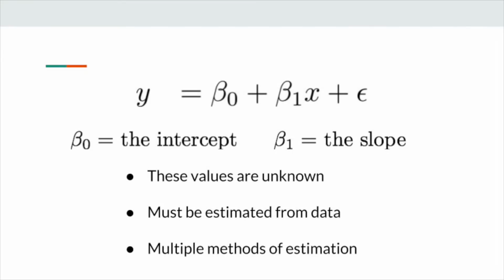An important part of regression analysis is that the parameters, usually beta sub 0 and beta sub 1, are unknown and thus must be estimated. There are various ways to estimate these parameters. However, we will use and discuss the most common, the method of least squares estimation.